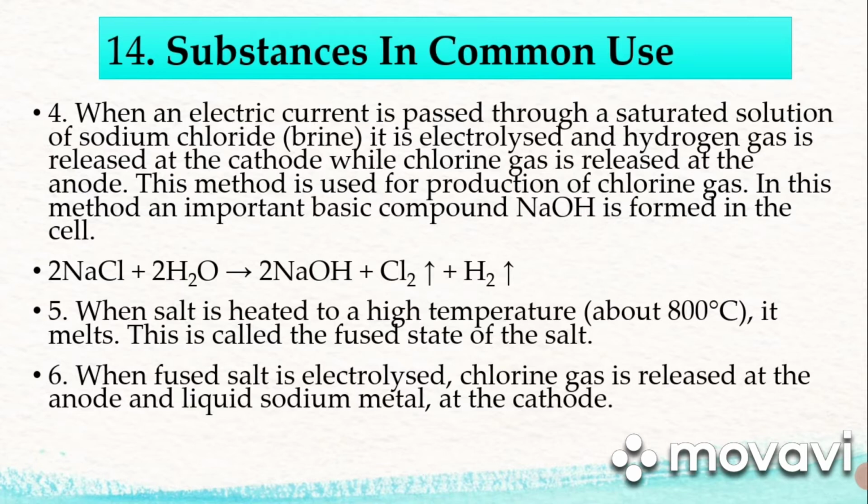When salt is heated to a high temperature, about 800 degrees Celsius, it melts. This is called the fused state of the salt. When fused salt is electrolyzed, chlorine gas is released at the anode and liquid sodium metal at the cathode.